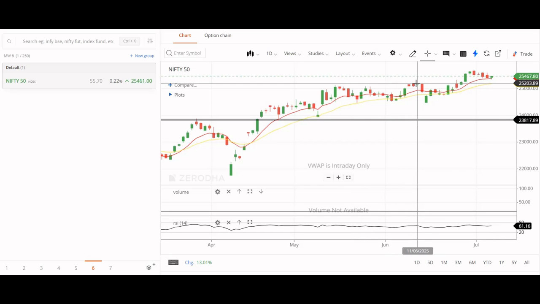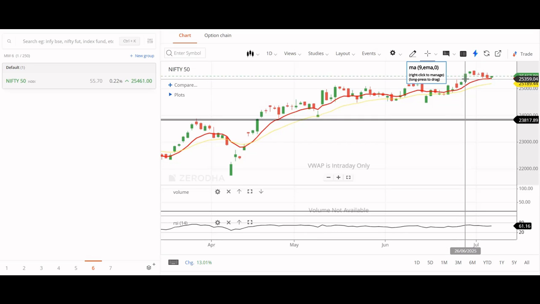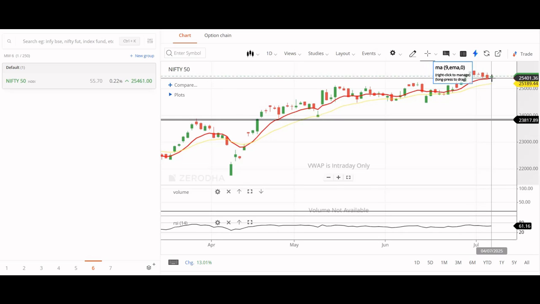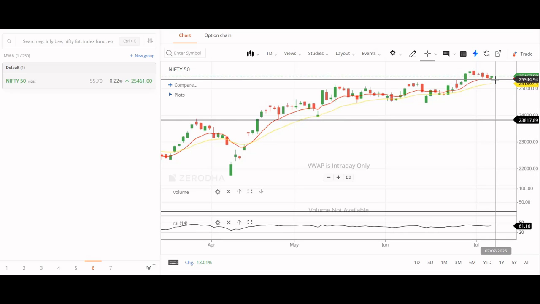You can see here on the 10th, 11th, and 12th of June, the price is trading somewhere around 25,200 levels, and then price has not started moving up beyond that. But after that, on the 24th and 25th of June, it touched the resistance level, and then on the 26th of June it started moving up, and it went up till 25,680 levels, and now the market is slightly moving down to this level.